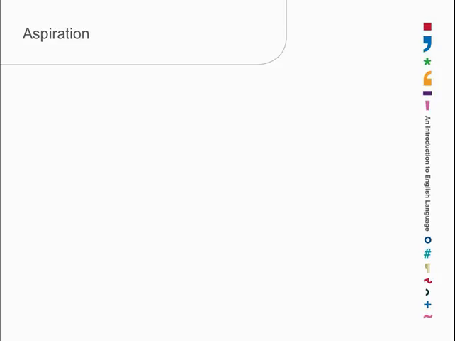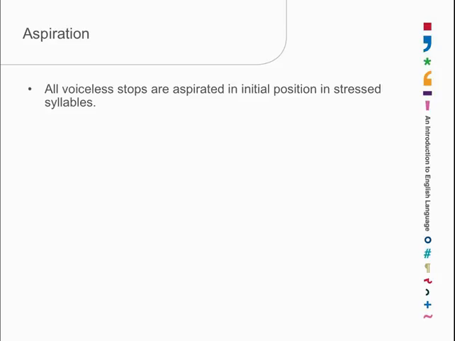Let's start with aspiration. All voiceless stops are aspirated when they come first in a stressed syllable. Well, we can write a rule for that. We can say that P, T and K are realized as their aspirated allophones in a situation where they come before a vowel and where the syllable in which they appear is stressed.